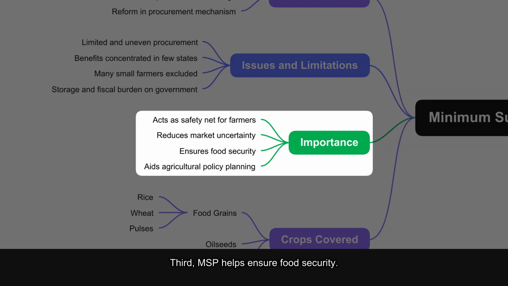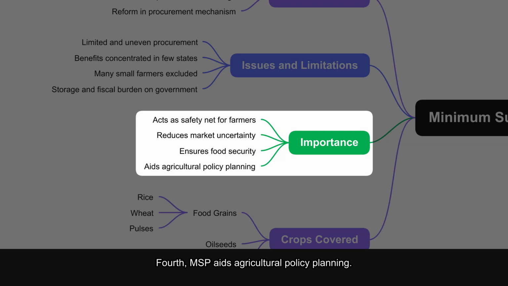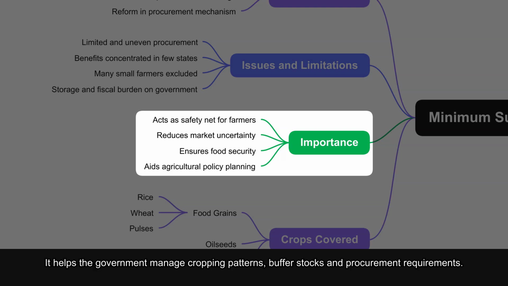Third, MSP helps ensure food security. When farmers are encouraged to produce essential crops like cereals and pulses, the public distribution system and national stock planning become easier. Fourth, MSP aids agricultural policy planning. It helps the government manage cropping patterns, buffer stocks, and procurement requirements.